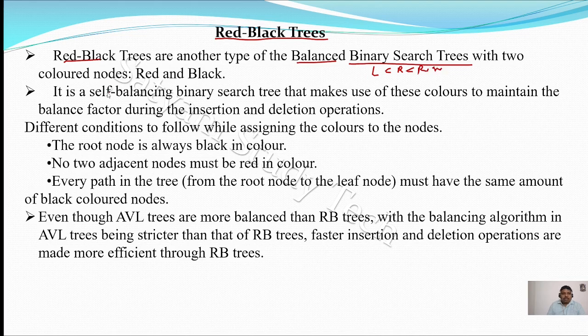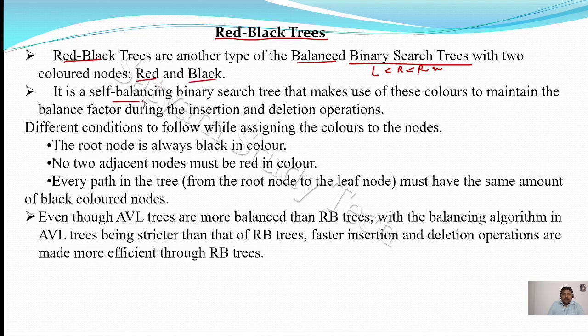Here, what is the major difference between a red black tree and an AVL tree? AVL and red black trees are both balanced binary search trees. First we can discuss one example problem, then you can understand the difference between a red black tree and an AVL tree. Here we have two color nodes, that is, each and every node is either red or black.